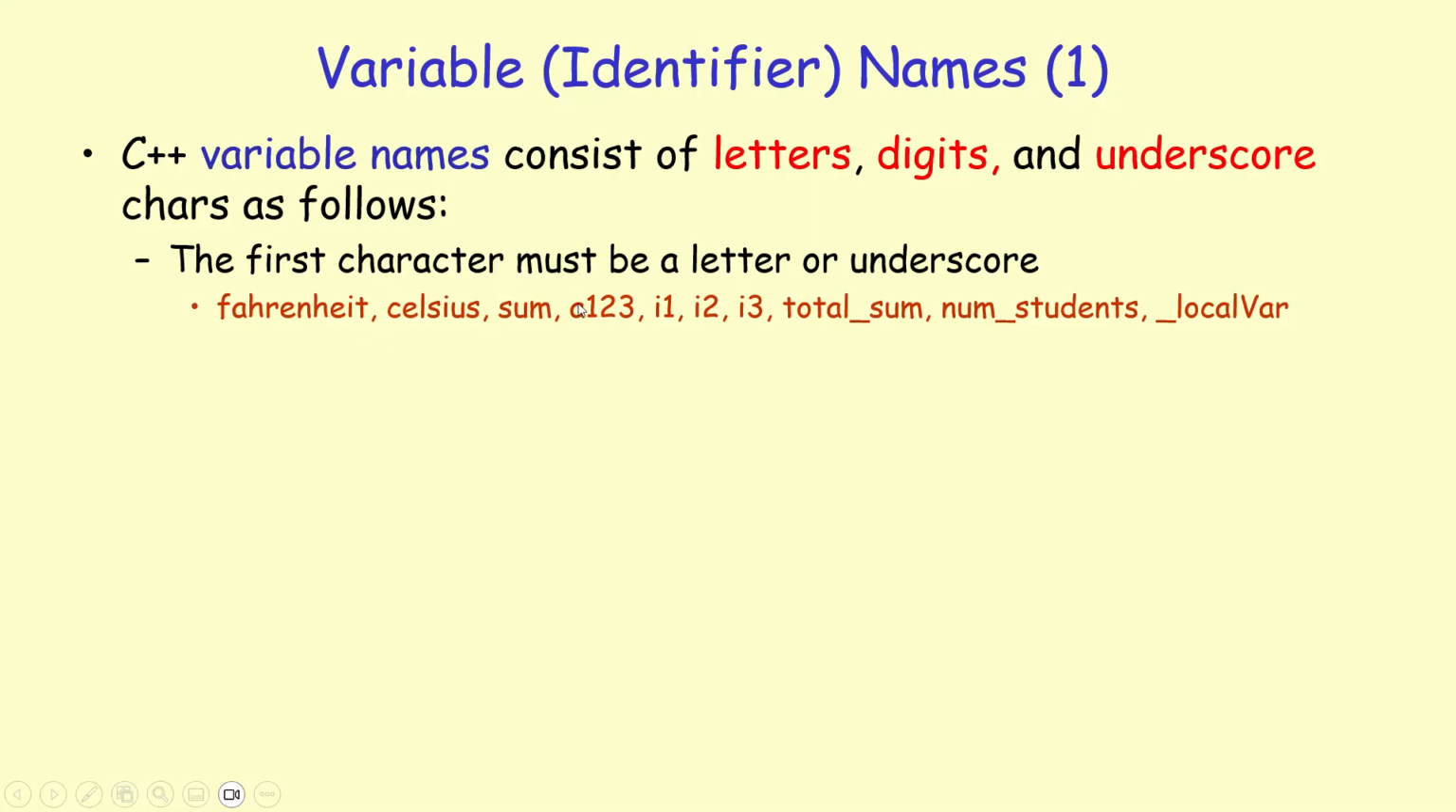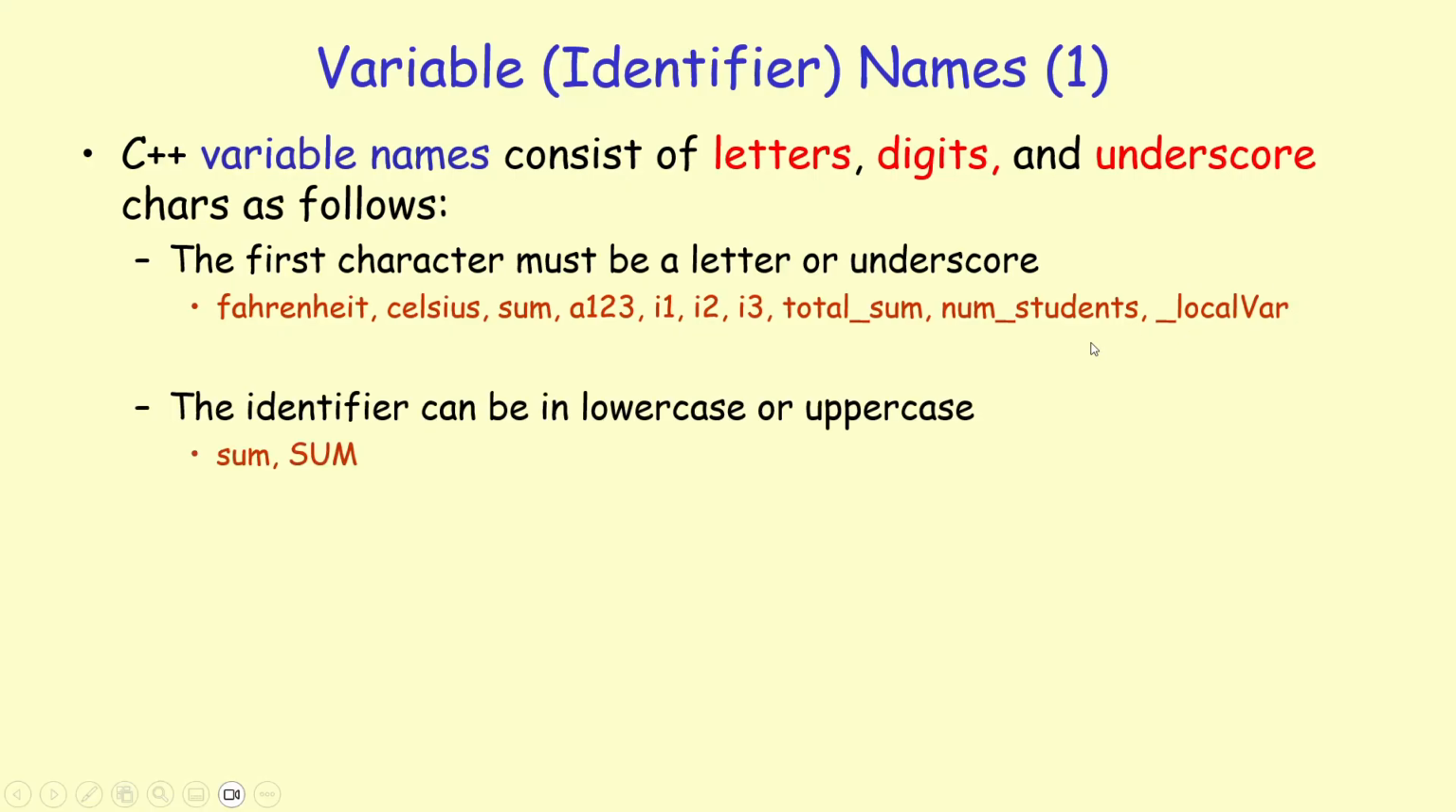A123. The first character is a letter, as you can see. Then it might have digits in it. So i1, again, the first letter of the variable name is a letter. Total_sum, you can see that underscore is part of the variable name. Num_students, again, underscore is part of the variable name. And a variable name can start with an underscore. So you can have _local_variable. Although this is not very common, it is possible.